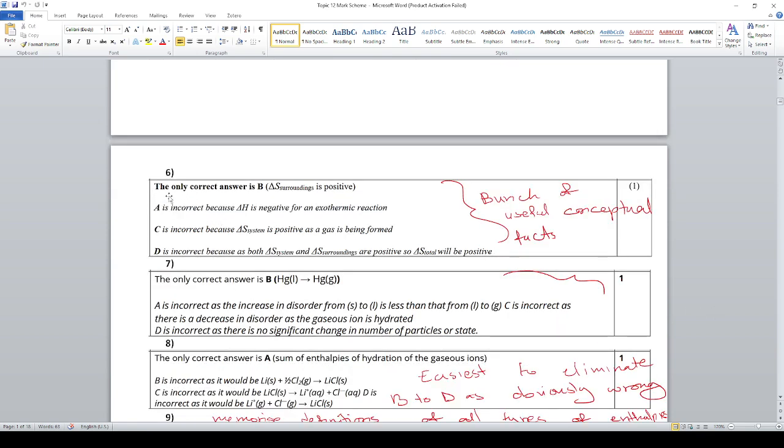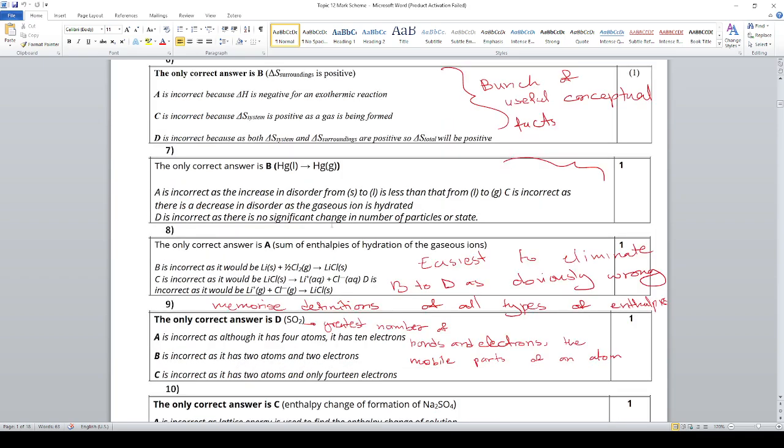Then we have number 6, where they give you an equation. It is a chemical reaction, and they ask you which of these statements are true. These are a bunch of really good conceptual statements, so you could take note of all of them. Like, why is A incorrect, why is C incorrect, why is D incorrect? I'd recommend reading through them and making sure you understand each of these sentences to their maximum capacity. If you have questions about them, let me know. It's a pretty simple question otherwise.